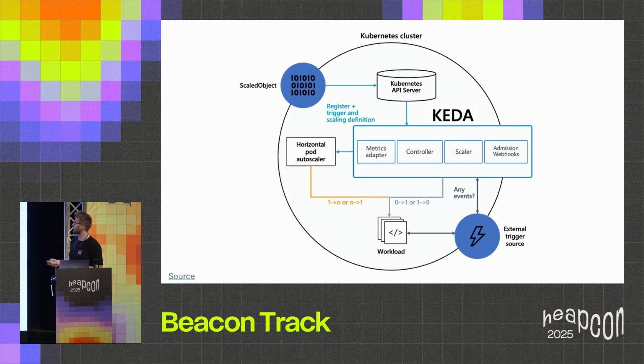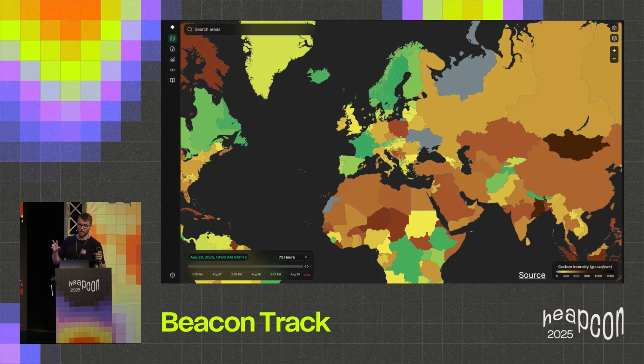Here is how the KEDA architecture looks, and I would just want us to focus here on the external trigger source. This external trigger source can be anything. So you can use a Kepler metric, you can use an HTTP response to modify and scale your application. But also, you can use something called Green API. These Green APIs are basically APIs that provide you power consumption data throughout the day. One of these APIs is called Electricity Maps. In the next slide, you can see this API in practice.